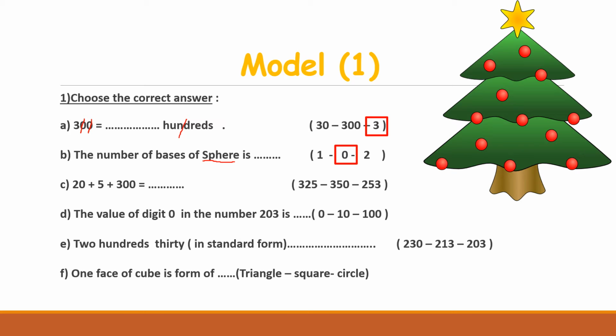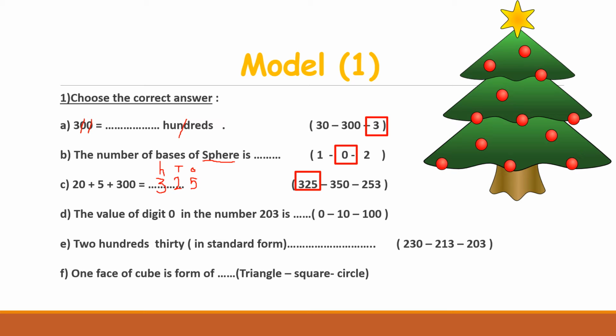Here 20 plus 5 plus 300. So this number is in expanded form and we're gonna put it in standard form. So first of all you should put ones, tens and hundreds. So put what in ones here? 5. What in tens? 2. And in hundreds we're gonna put 3. You can read the number now. It will be 325.